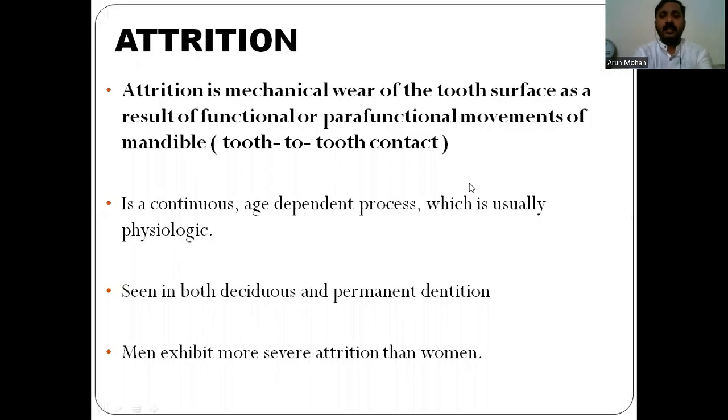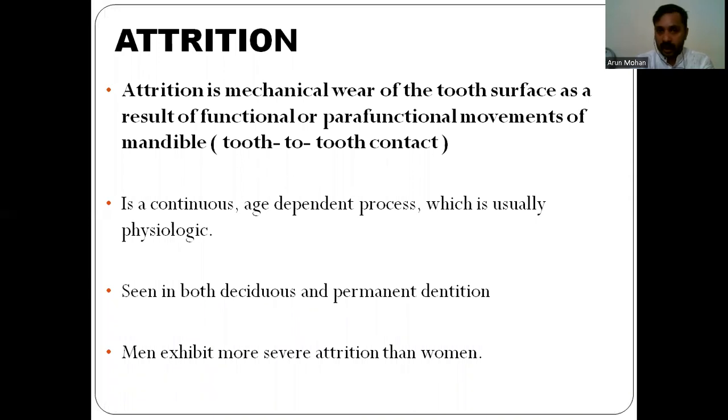So the first one is attrition. The most commonly heard one is attrition. Attrition is a mechanical wear of the tooth surface, and it happens as a result of functional or parafunctional movement of the mandible. Simply put, it is caused by tooth-to-tooth contact. When tooth surfaces come into contact with each other, they lead to attrition. This attrition is a continuous age-dependent process which is usually physiological. It can be pathological also. It can happen due to some predisposing pathological factors as well, but it is usually a physiological process.